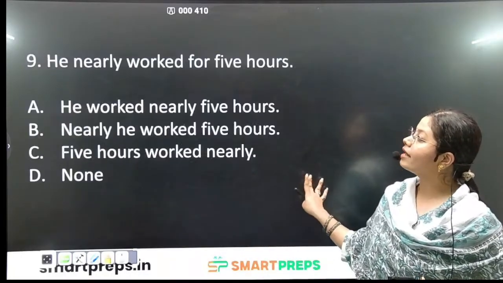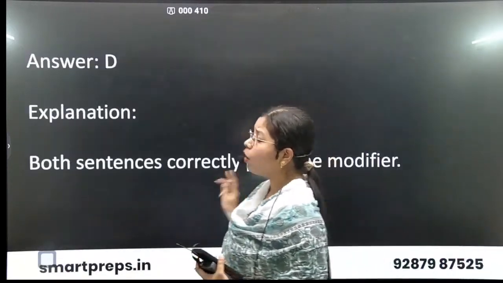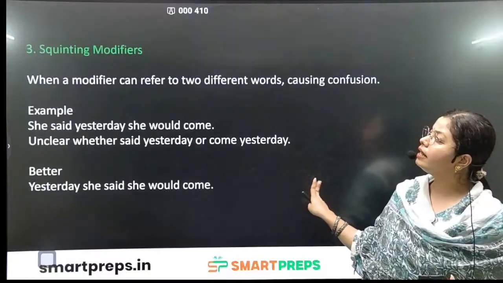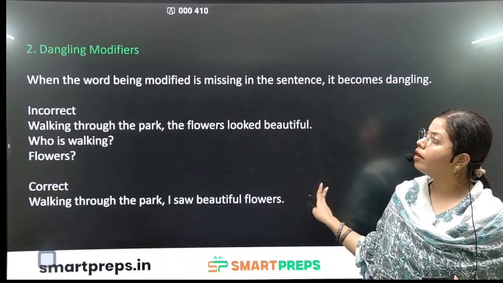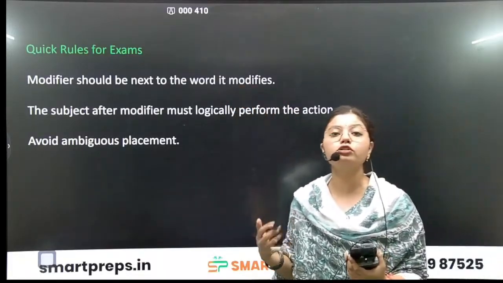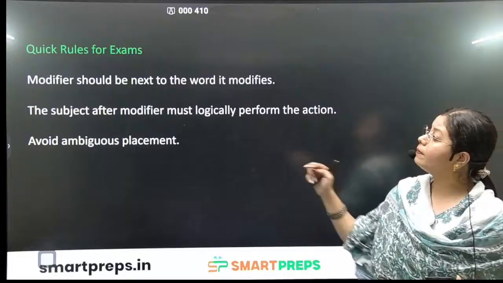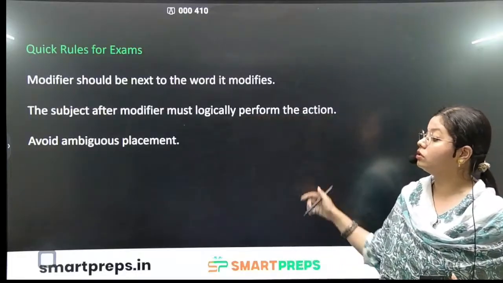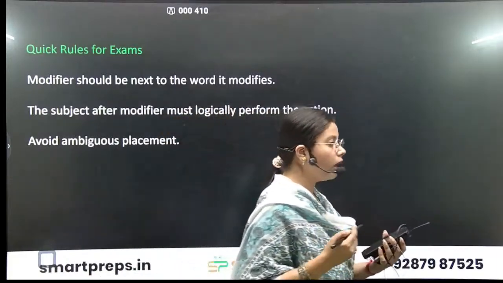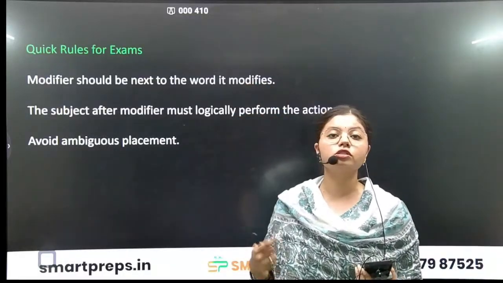So, we have practiced 10 questions for modifiers. We have two important rules in modifiers: the subject has to be placed correctly, and the modifier should be next to the word it modifies. The word about which we give information, the modifier must be placed right next to it. And the subject after the modifier must logically perform the action. These two rules are most important whenever we are solving any questions regarding modifiers.